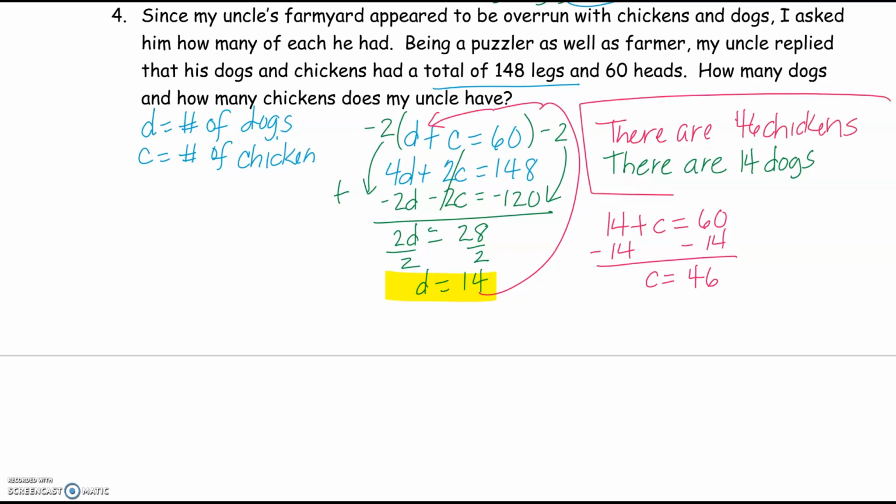Okay, so that completes the lesson on elimination. Now you know 3 different methods for solving systems of equations. Once you feel confident with this, feel free to go ahead and work on the homework.